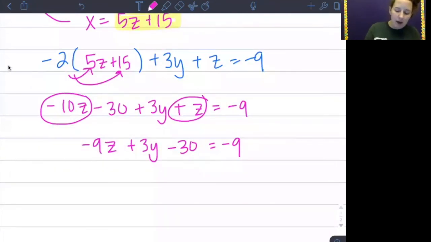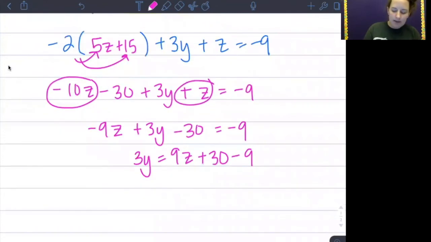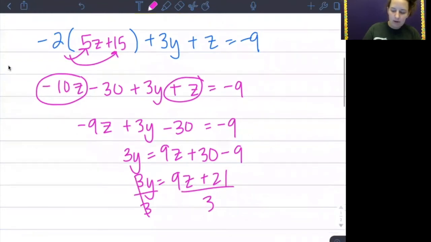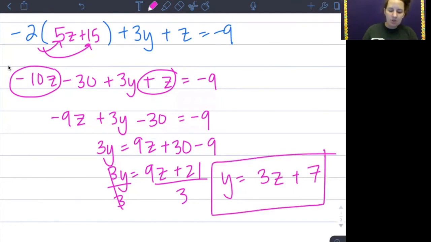So I'm going to add my 9z and my 30 to the other side. So I get 9z plus 30 minus 9 over on the right. And if we simplify that, it simplifies to 9z plus 21. So when I divide by 3, we find out that y equals 3z plus 7. So I have x equals 5z plus 15, y equals 3z plus 7. We're going to take both of those pieces and substitute them in.